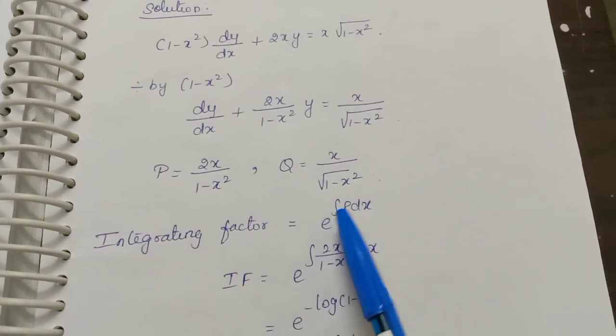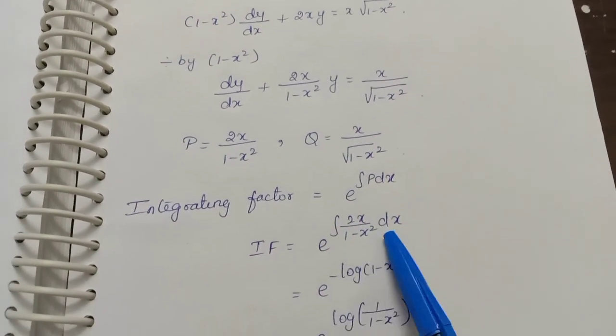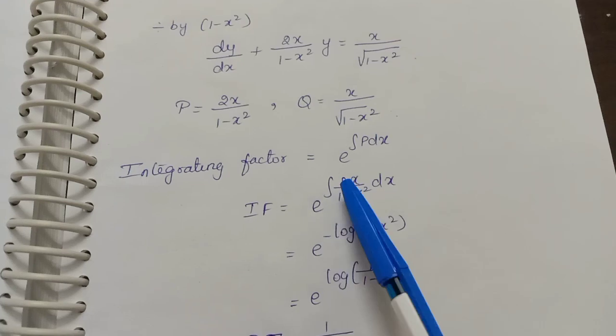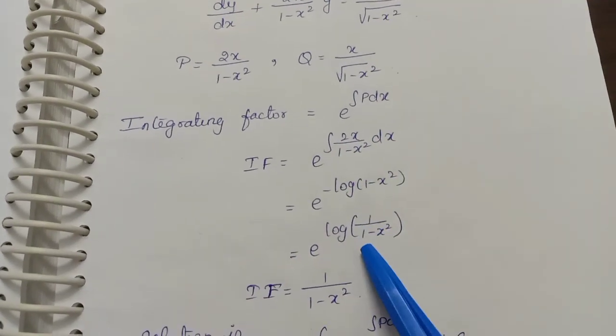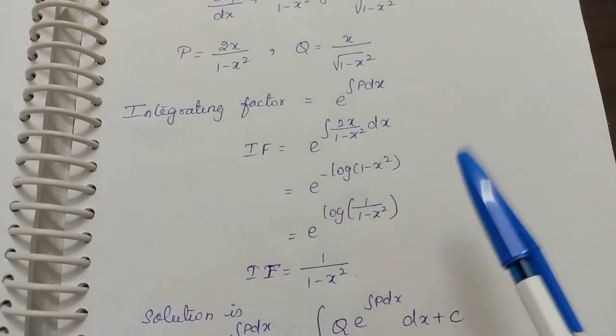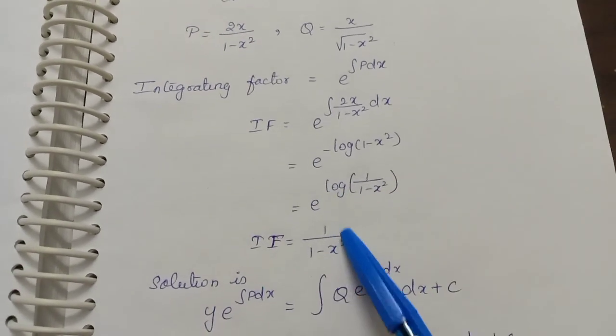The integrating factor is e power integral p dx. So e power integral 2x by (1 minus x square) dx. This is nothing but minus log of (1 minus x square), so log of 1 by (1 minus x square). E power log x is equal to simply x, no? So this is 1 by (1 minus x square). So this is the integrating factor.